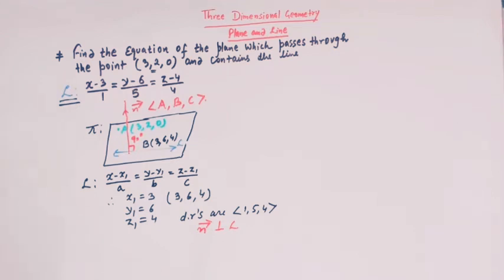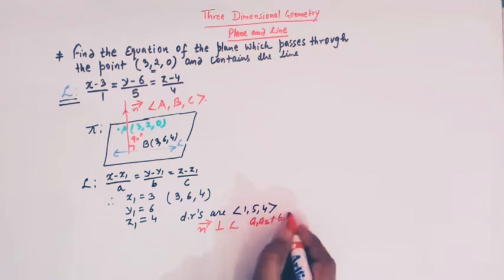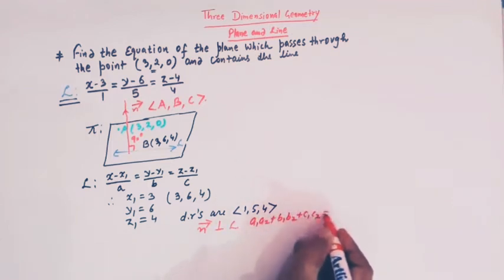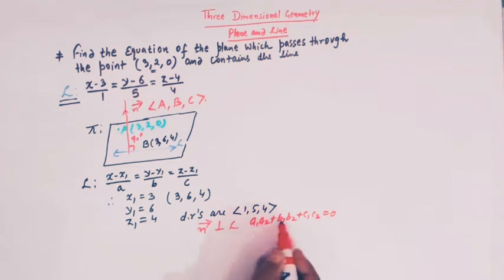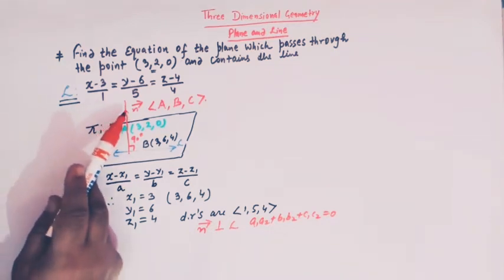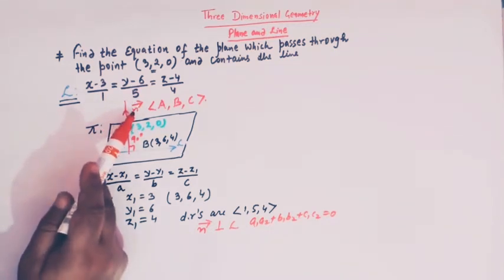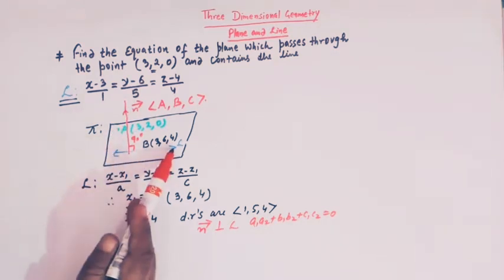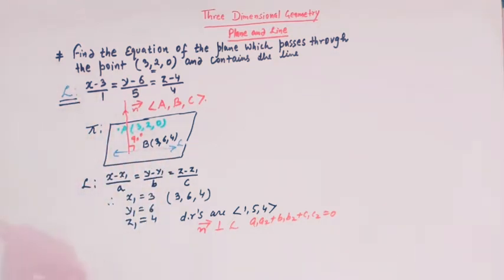And we know that if two vectors are perpendicular, then A1A2 + B1B2 + C1C2 = 0, where A1, B1, C1 are the direction ratios of the first vector and A2, B2, C2 are the direction ratios of the second vector. So here we take the first vector as the normal, and the second vector as the line.